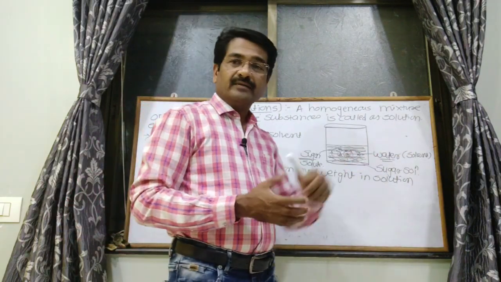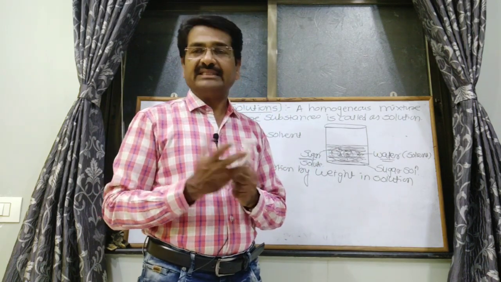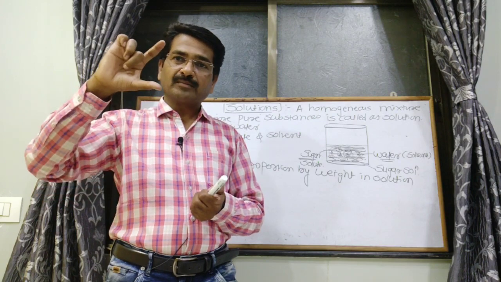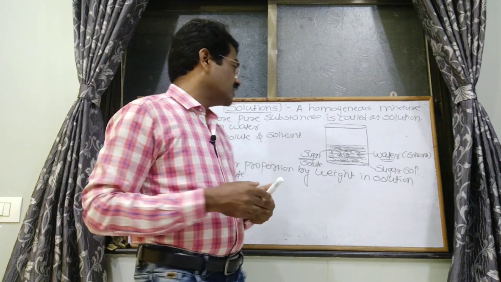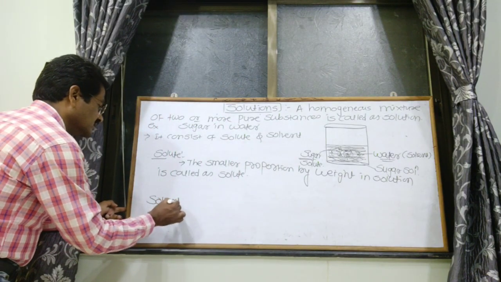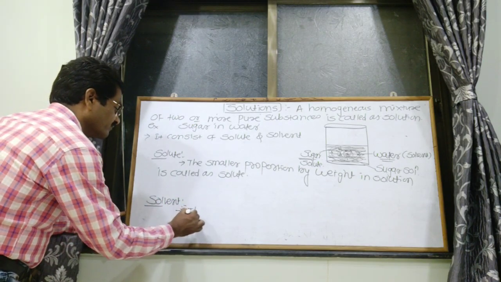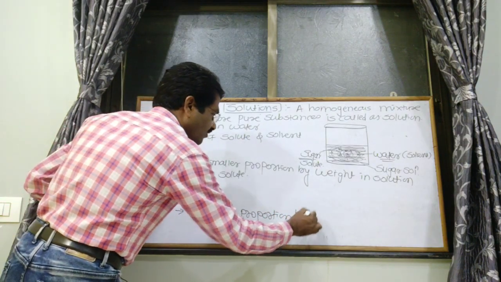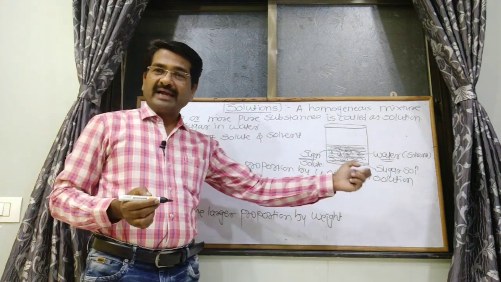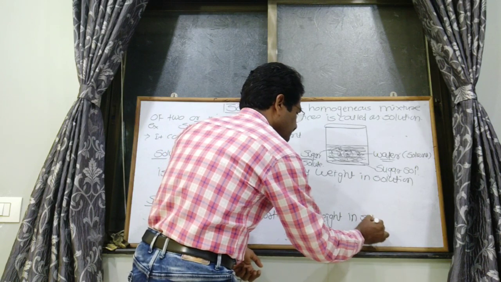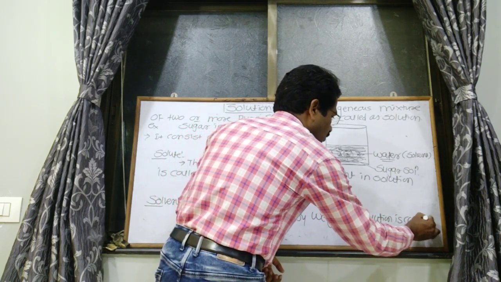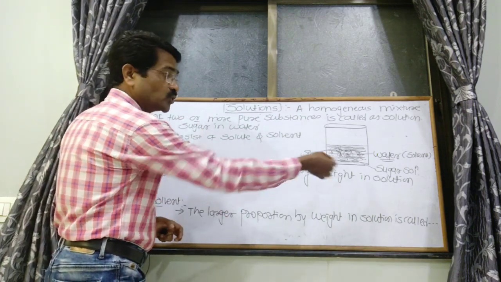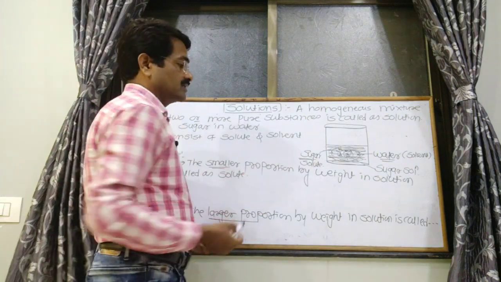In contrast, what is the solvent? The larger proportion by weight as compared to the solute is called the solvent. In the sugar solution, we take a larger proportion of water and a smaller proportion of sugar. So the larger proportion by weight in a solution is called the solvent. Solute is the smaller proportion in a solution and solvent is the larger proportion.